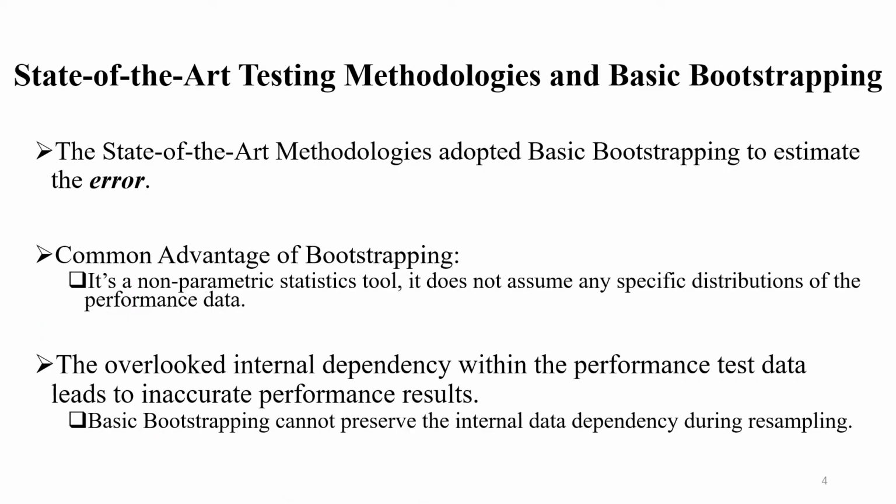One popular statistical tool for performance testing is bootstrapping. The state-of-the-art methodologies adopted basic bootstrapping to estimate the error in step 2. They choose basic bootstrapping because of the common advantages of bootstrapping, that it's a non-parametric statistical tool. It does not assume any specific distribution of the performance data. However, according to our study, we find that the overlooked internal dependency within the performance test data leads to inaccurate performance results. To be more specific, basic bootstrapping cannot preserve the internal data dependency during resampling, and this leads to inaccurate performance results.